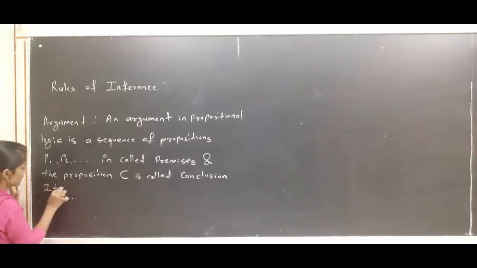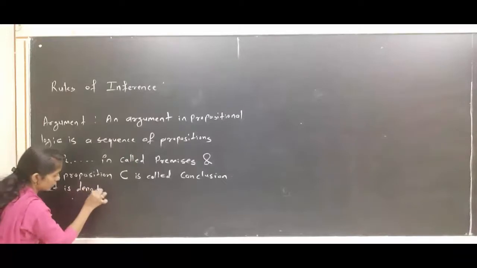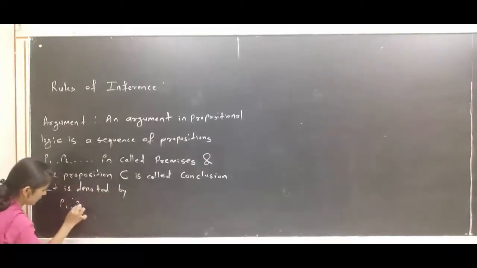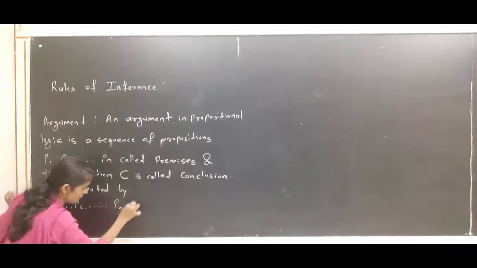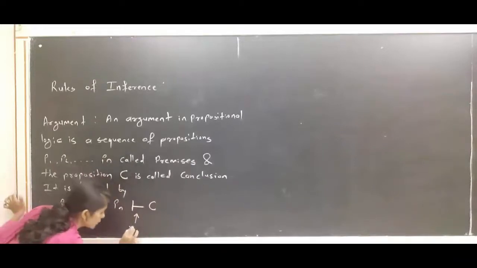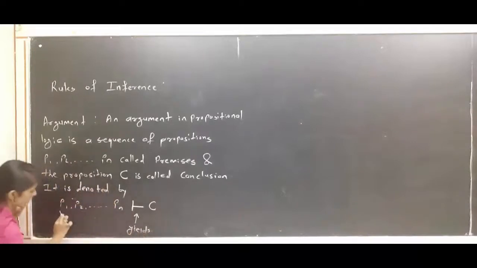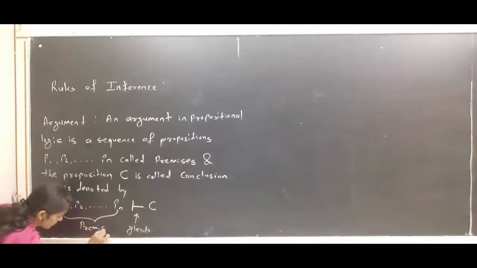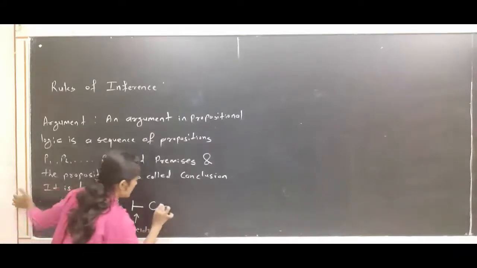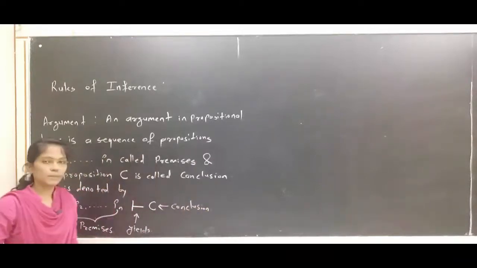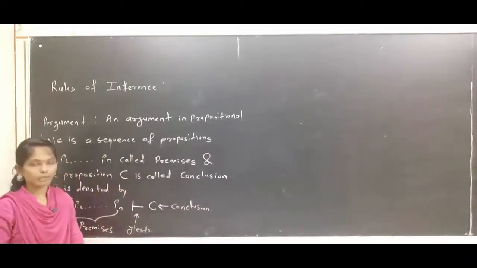So it is denoted by P1, P2, P3 and so on up to Pn yields C. This symbol is called yields. This P1 to Pn are all premises and C is the conclusion. So this is the notation of an argument.